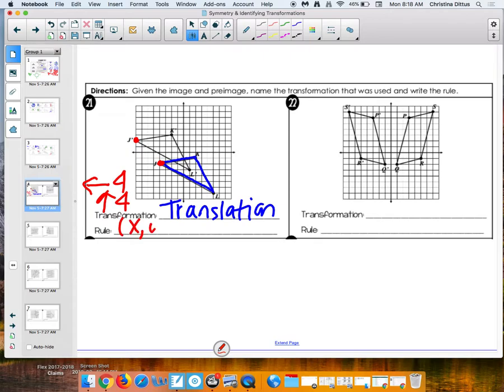Our rules, remember, we got this fancy little form. (x, y) becomes, if I'm going to the left, that's a minus. If I'm going up, that's a plus. So we have (x minus 4, y plus 4).